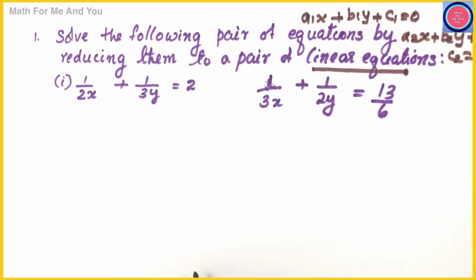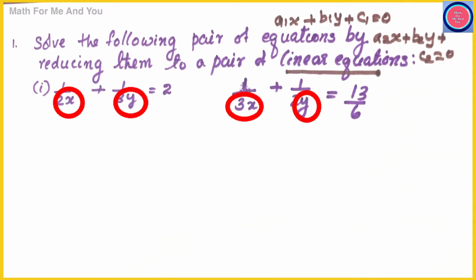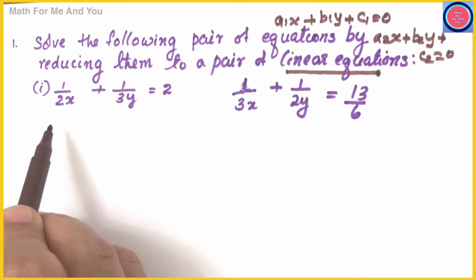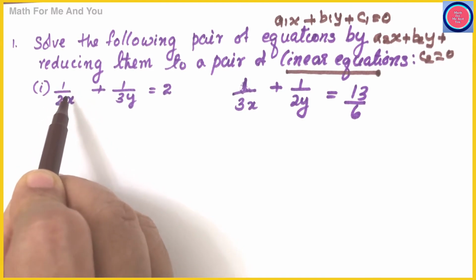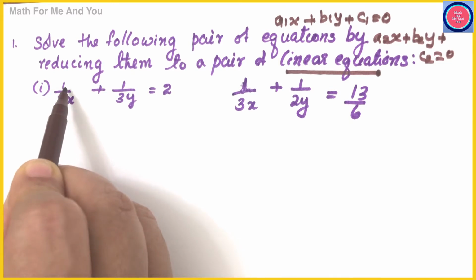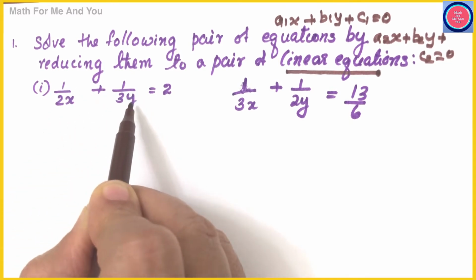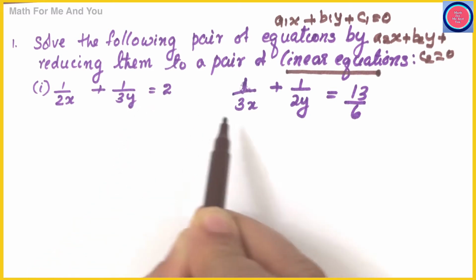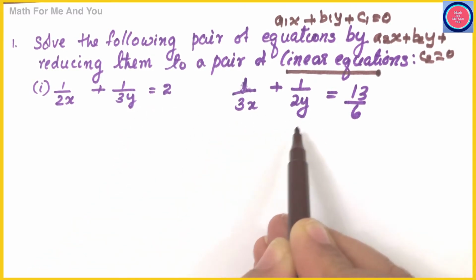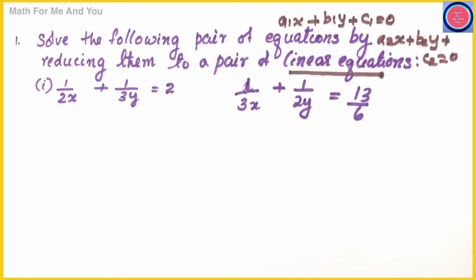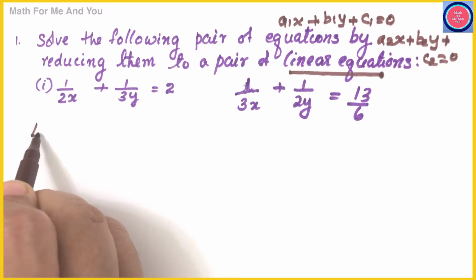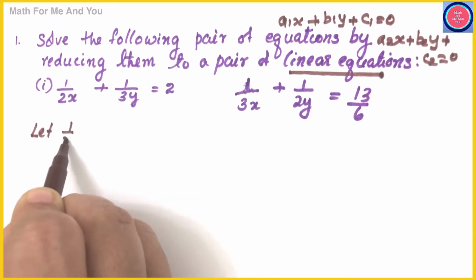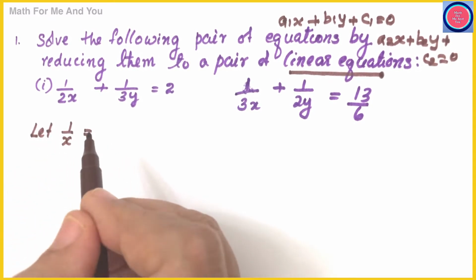Now look at the question. The variables are in the denominator side, x and y in the denominator side. In the first question, the first term is 1 over 2x. That means 1 over 2 times 1 over x, plus the second term is 1 over 3y, which is 1 over 3 times 1 over y, equal to 2. And the second equation also has x and y in the denominator side. If we change 1 over x with a letter, we can keep that letter in the numerator side because we are considering 1 over x as a letter.